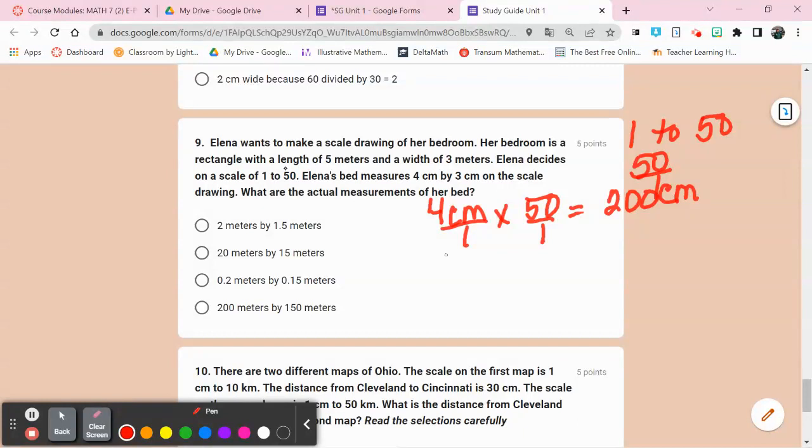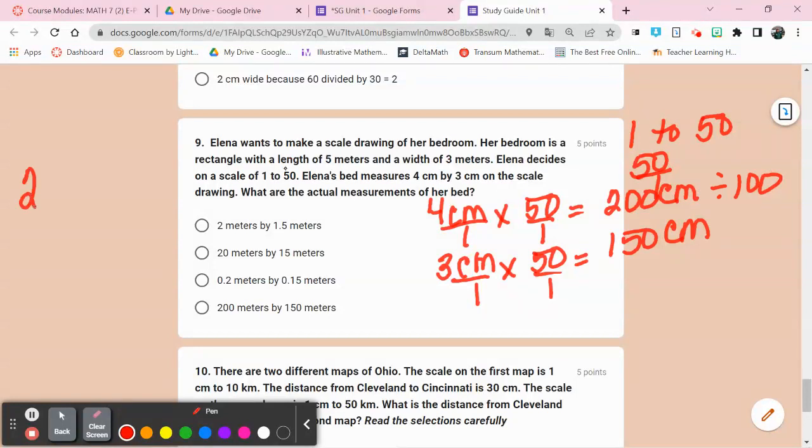Okay. Let's do the second side first. 3 centimeters over 1 times 50 over 1 gives me 150 centimeters. So before we're done, we got to change those to meters. Now we're going to meters, which is a bigger measure. So that means we divide by 100. 200 divided by 100 gives me 2 centimeters, or I'm sorry, 2 meters. Ooh, my fault. And 150 divided by 100 gives me 1.5 meters. Let's go find that answer.